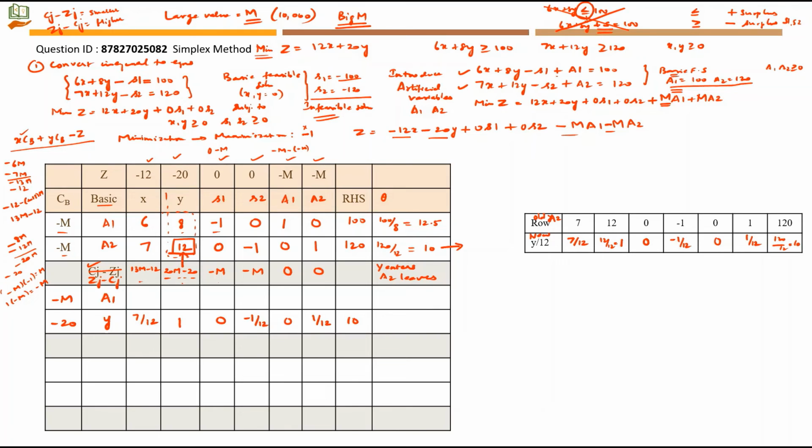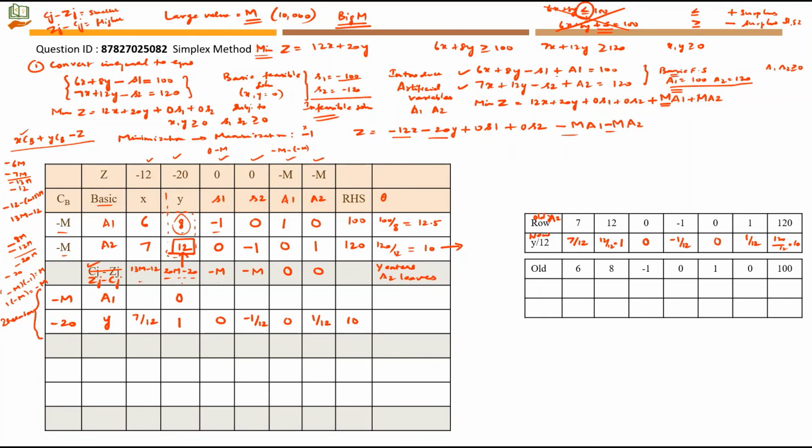I have got this. The element that is in the same column should be 0. It means I have to make this particular value 0 in the next iteration. So this is the next iteration we are working, maybe the first iteration or the next iteration. So in this I have to make this value as 0. Old row of A1: I have placed 6, 8, minus 1, 0, 1, 0 and 100 here. Now I have to make this 8 as 0.